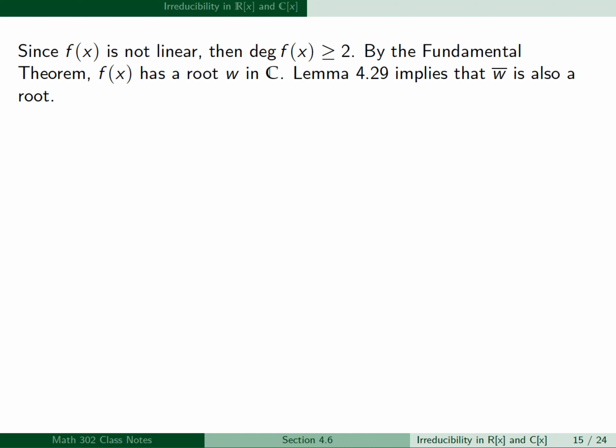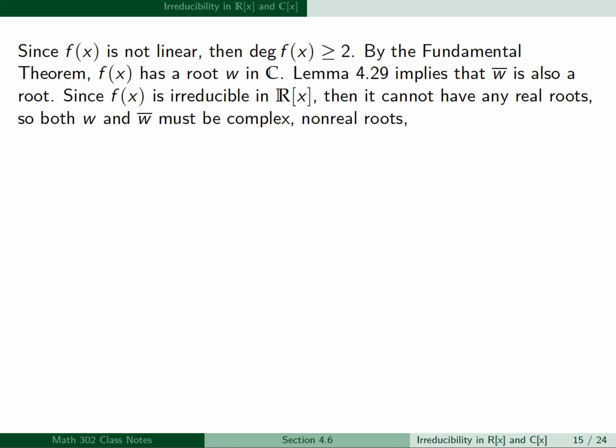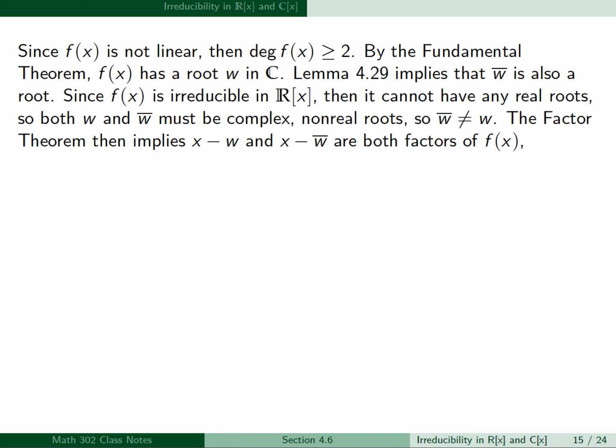Now Lemma 4.29 implies that since f(x) has real coefficients, the complex conjugate w bar is also a root. Now since f(x) is irreducible in R[x], then it cannot have any real roots, so both w and w bar must be complex non-real roots, so w bar is not equal to w. The factor theorem then implies x - w and x - w bar are both factors of f(x). So g(x) = (x - w)(x - w bar) divides f(x) in C[x].